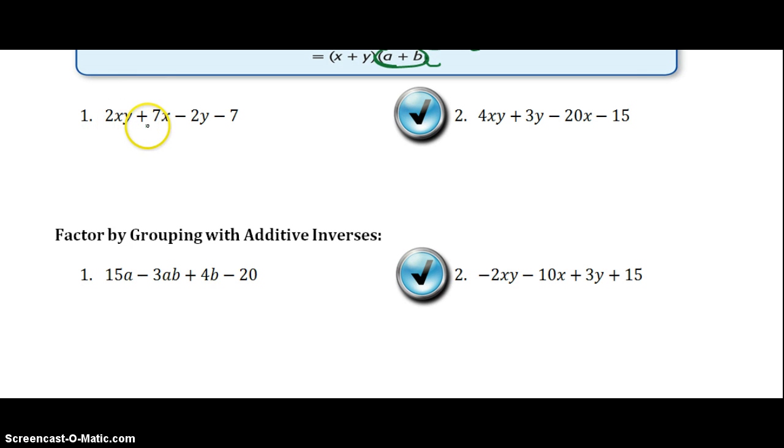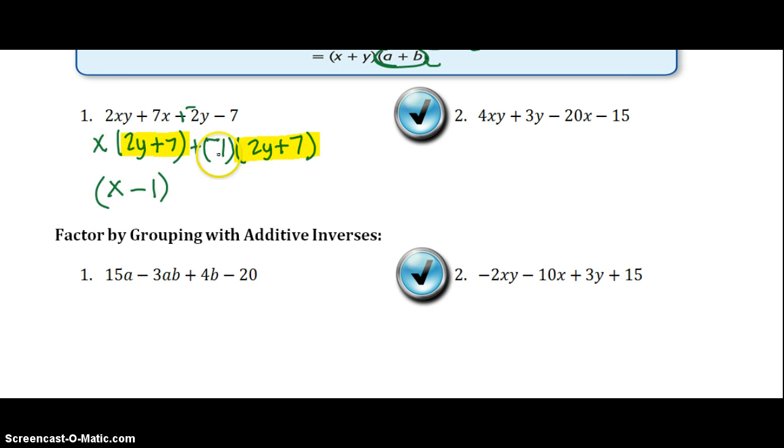Let me see if it makes better sense when we have some numbers. What can I take out of 2xy and 7x? The only thing I can factor out is x. So 2y plus 7 is left. Now remember, there's no such thing as subtraction. That is plus a negative 2y. So I'm going to put a plus. What can I take out of negative 2y and negative 7? The only thing I can take out is negative 1. So when I factor out a negative 1, I have 2y plus 7. Oh, look, this is the same term, 2y plus 7. So x plus a negative 1, which is minus 1.